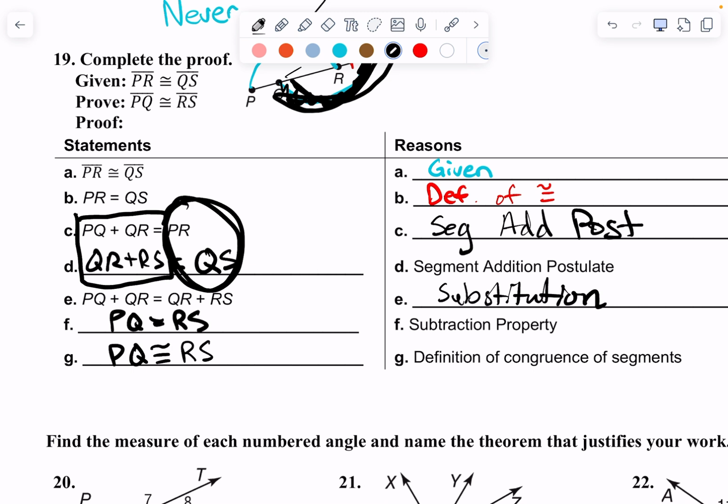Okay, what were you saying, Dylan? How is F subtraction property if it's an equal sign over there?